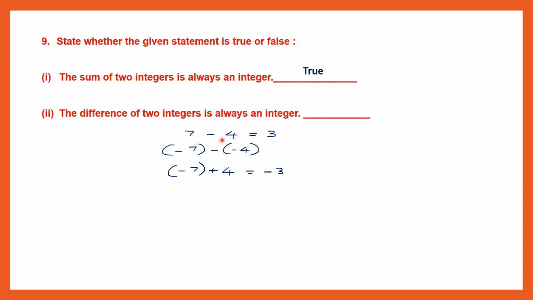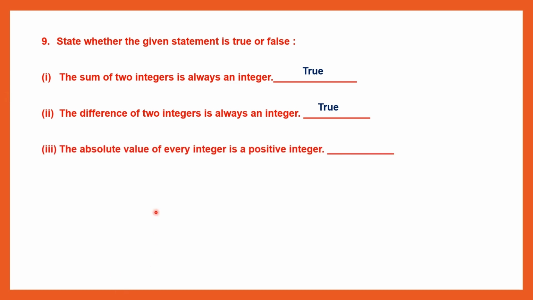So here we have used two positive integers. Our answer is also an integer. And here we used two negative integers. We found the difference. The answer is also an integer. So the difference of two integers is always an integer. This statement is also true.